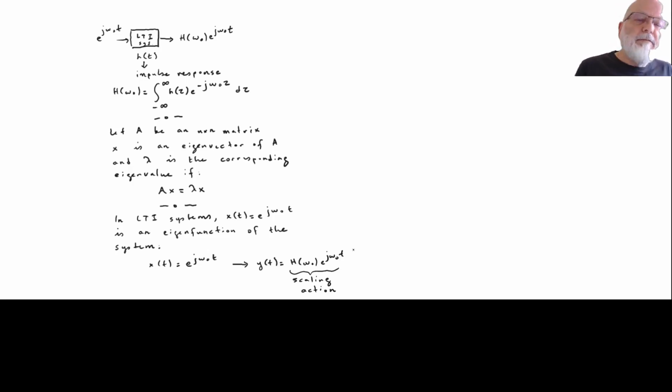So we have obtained a very significant result. For linear time-invariant systems, complex exponential signals are eigenfunctions. The system action on the eigenfunction, as the name implies, is just a scaling operation, multiplication by a constant. And we are going to make use of this result in several applications in the coming videos. Now we have only a single detail left.